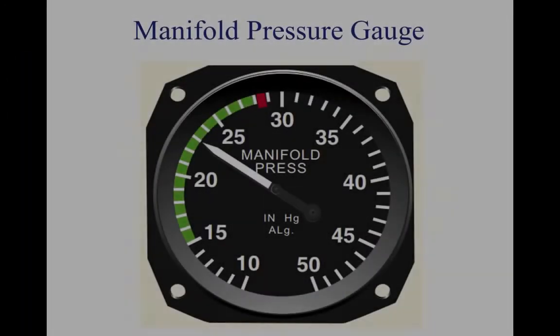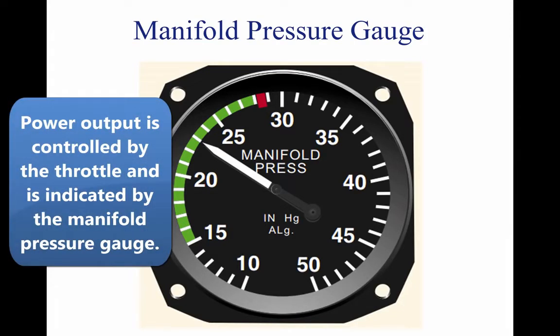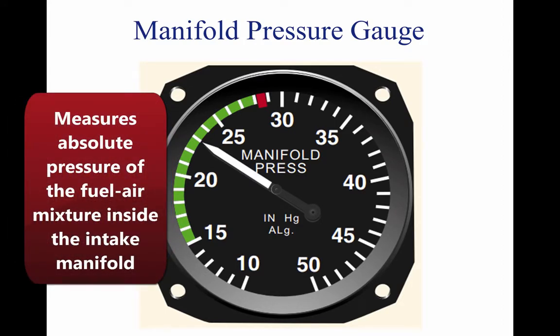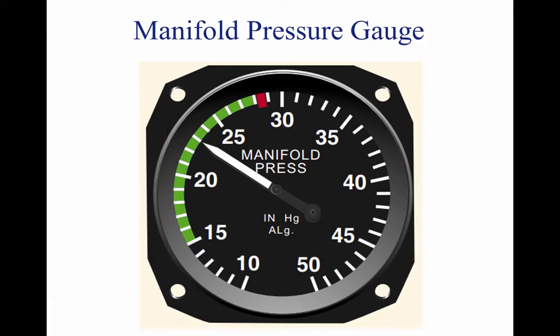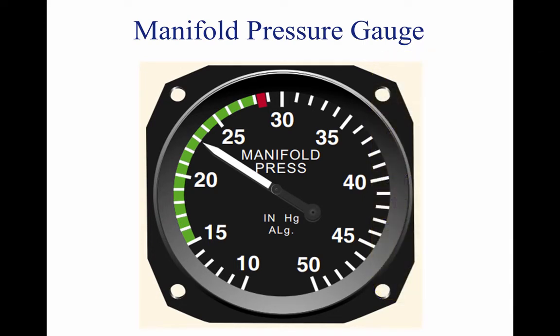On aircraft equipped with a constant-speed propeller, power output is controlled by the throttle and indicated by a manifold pressure gauge. The gauge measures the absolute pressure of the fuel-air mixture inside the intake manifold and is more correctly a measure of manifold absolute pressure. At a constant RPM and altitude, the amount of power produced is directly related to the fuel airflow being delivered to the combustion chamber. As the throttle setting is increased, more fuel and air flows to the engine, and MAP increases. When the engine is not running, the manifold pressure gauge indicates ambient air pressure.